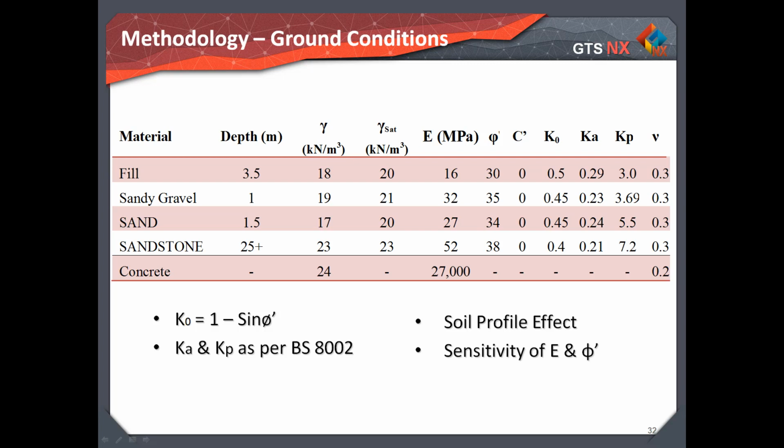The values of phi are estimated from the SPT N values and soil descriptions of the borehole logs. For normally consolidated sand, the earth pressure coefficient at rest is calculated using the equation shown here. The lateral active and passive earth pressures for the limit equilibrium method are worked out as suggested by British Standard. Reviewing the soil parameters closely indicates that the critical values of the sandy gravel and sand layers are fairly similar.